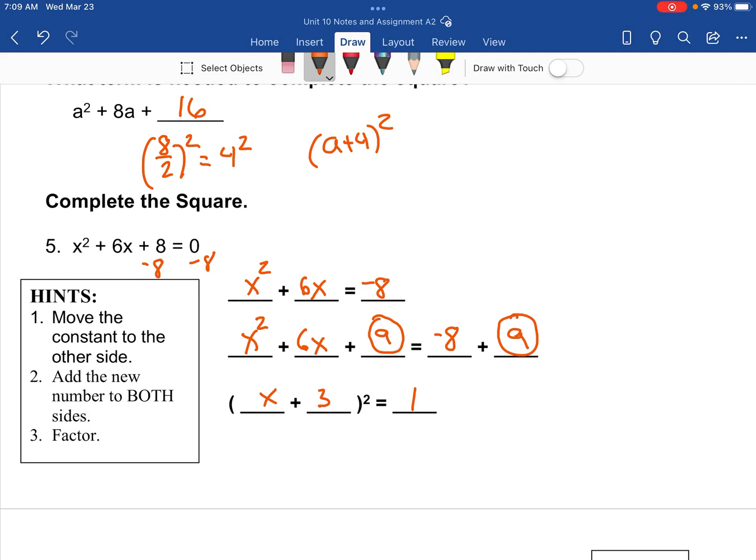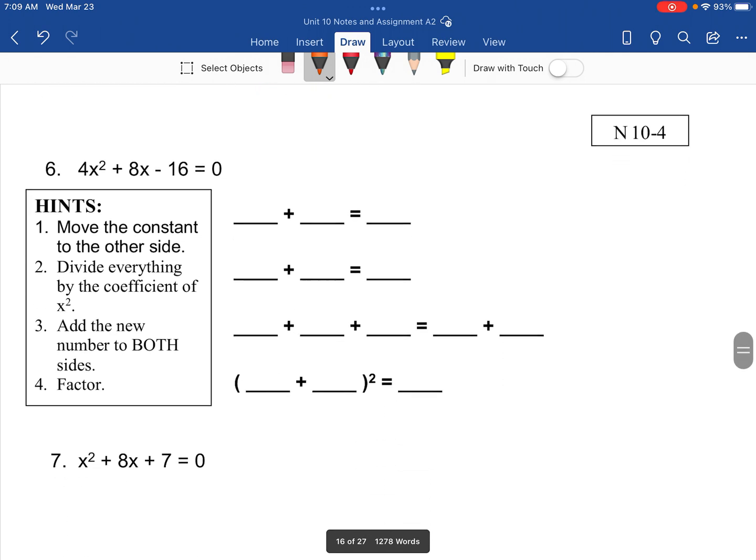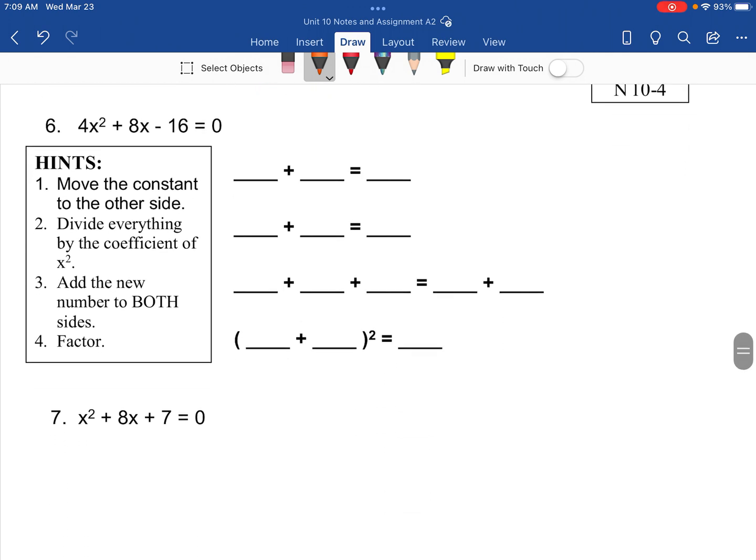All right, so there could be a situation where we have an a value other than 1. So we'll go to the next page. Look at number 6. We have an a value of 4. All right, so we need to deal with that first.